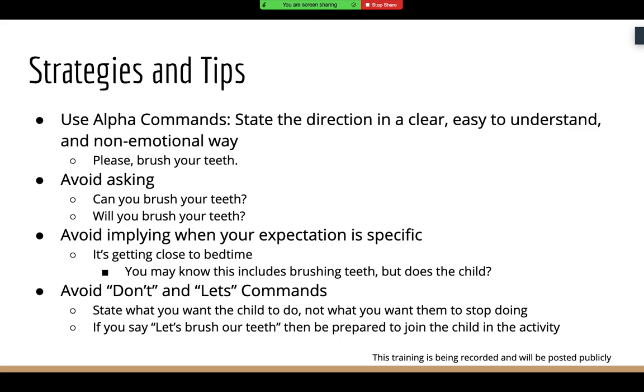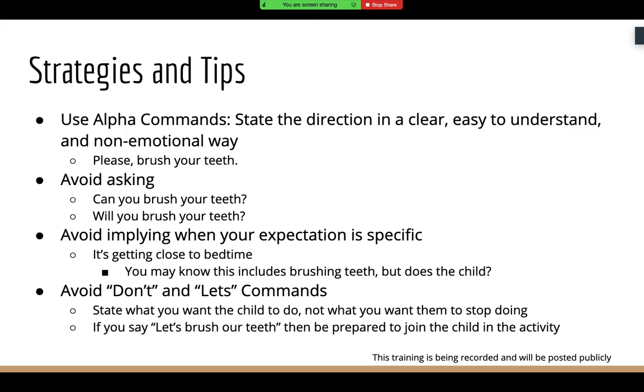Another thing to try to avoid when you're giving a child an instruction is avoid implying when your expectation is specific. I hear this phrase a lot, and I think parents have this understanding of what they're talking about when they use this phrase. But saying something like, it's getting close to bedtime, that's a general cue, sets the tone for the situation, but that does not specifically tell the child, go upstairs, brush your teeth, wash your face, whatever it may be that they need to do to get ready for bedtime. It just tells them it's getting close to bedtime.